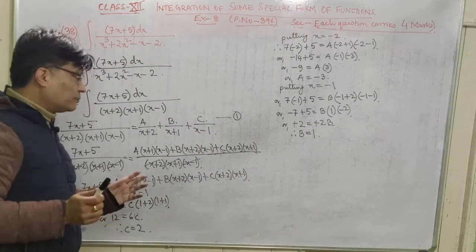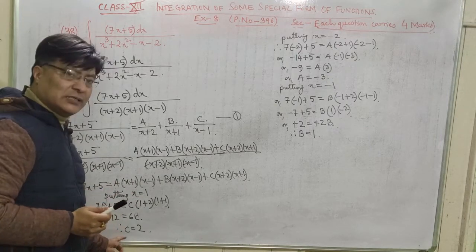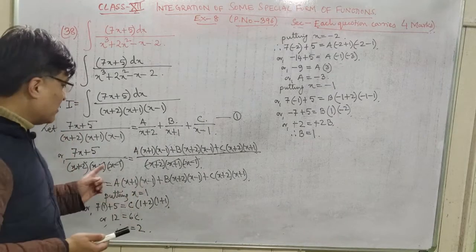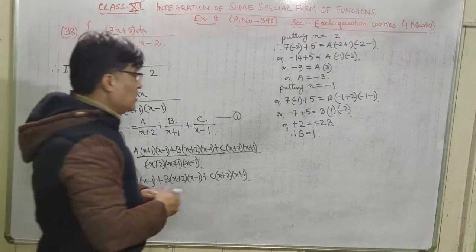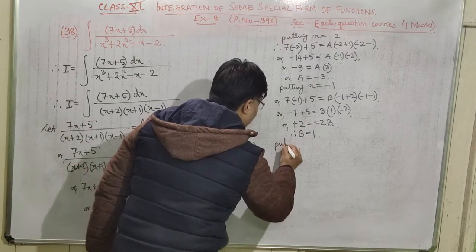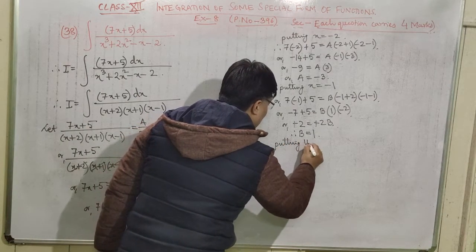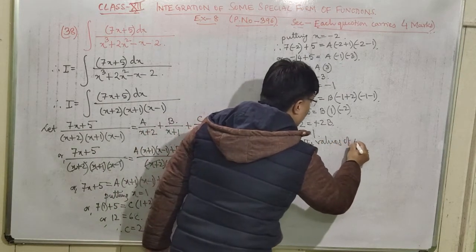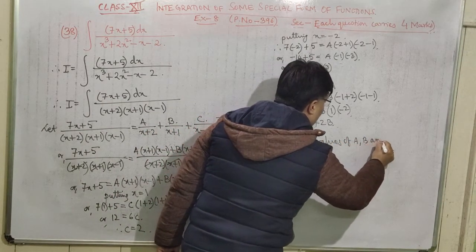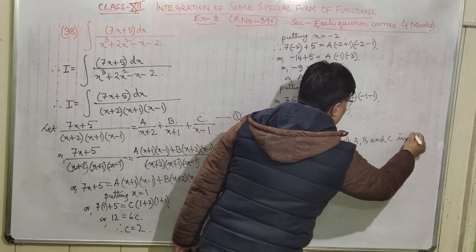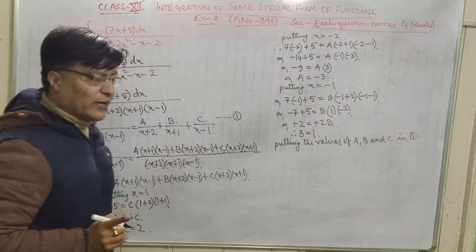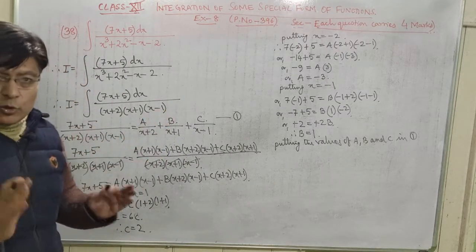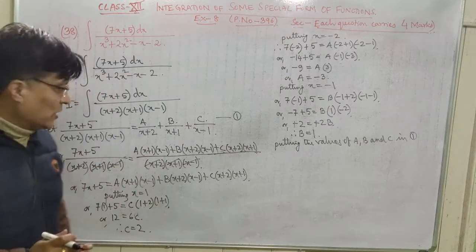Is that clear? So we get c is equal to 2, a is equal to minus 3 and b is equal to 1. So let us put these values of a, b and c in 1. In this equation 1, we are putting those constant values of a, b and c.